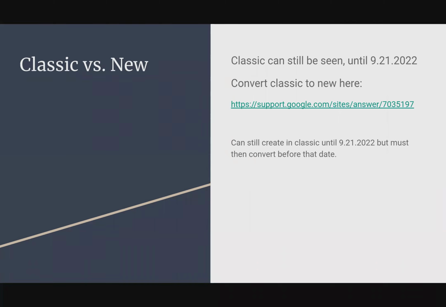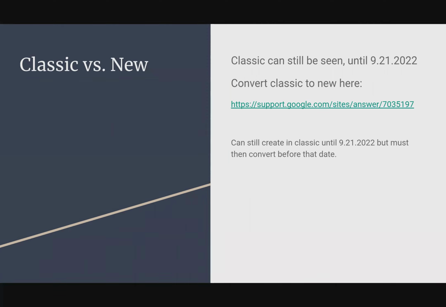So to begin, Google Sites has been around for quite some time. They had what they currently call the classic version, which at one time was the only version of Google Sites. And a lot of people created sites under that format, and that's terrific. Those sites are still available. However, they are going away, and they're going away soon. September 21st of this year, all classic sites are being disabled.